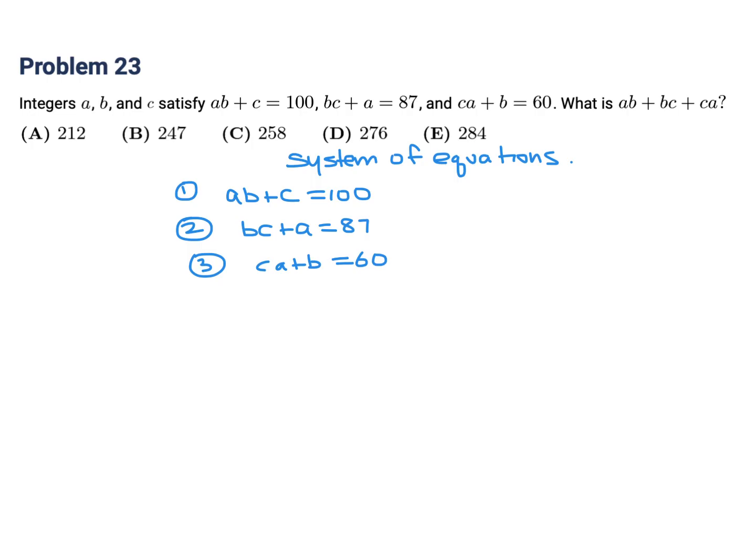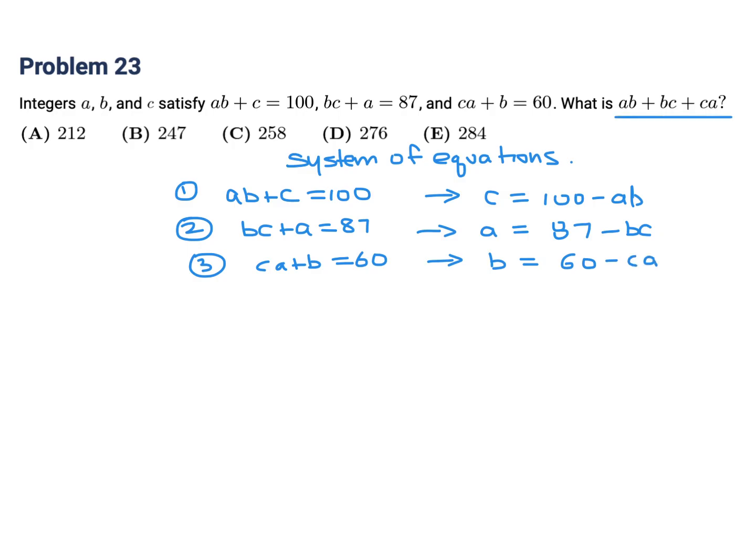Got it? So the first thing I'm going to do is isolate. So this will be c is equal to 100 minus ab. a is equal to 87 minus bc. And b is equal to 60 minus ca. Okay. And they want this, right?